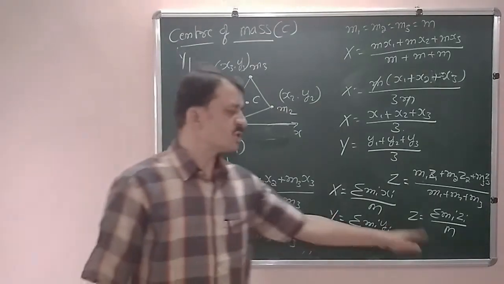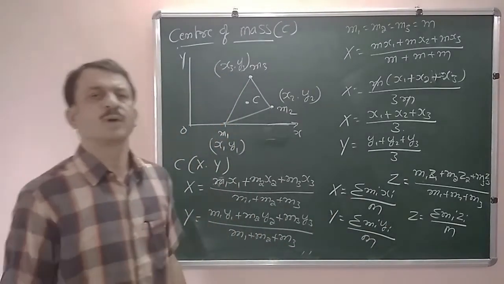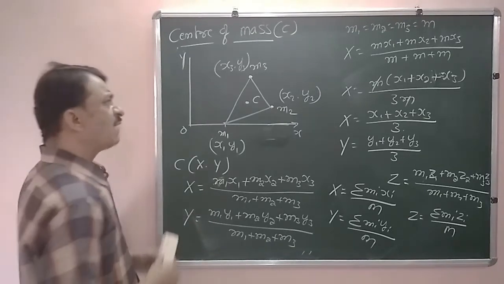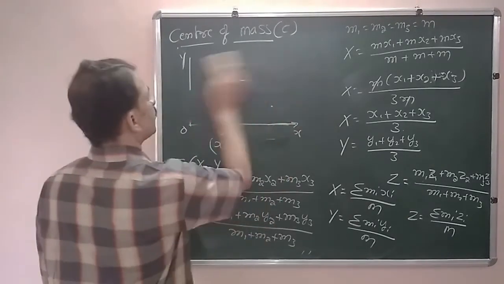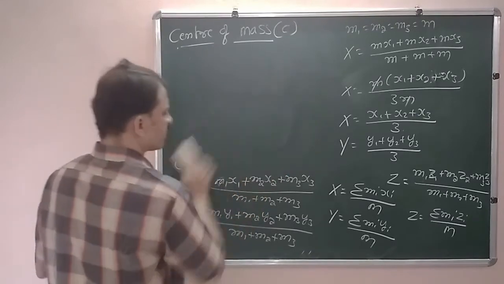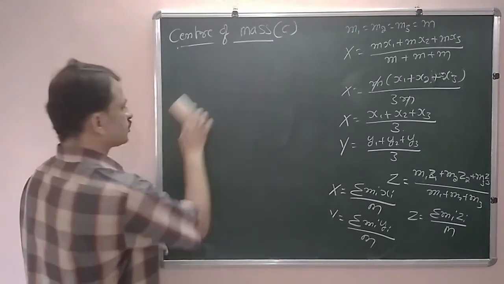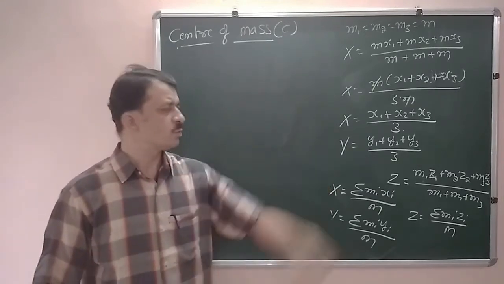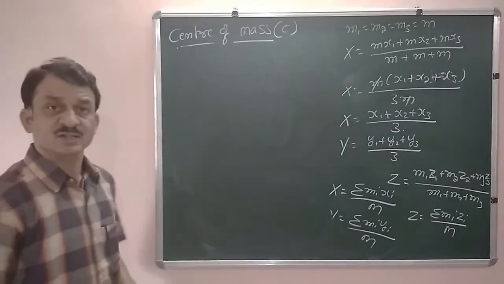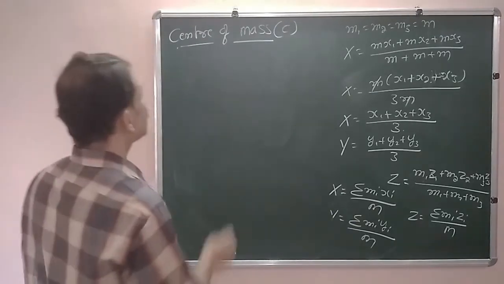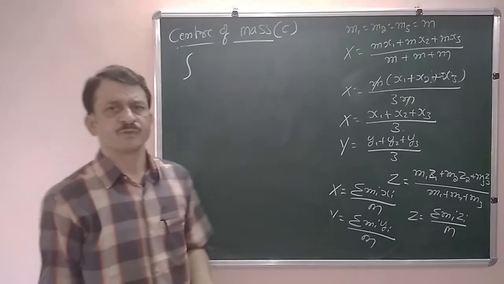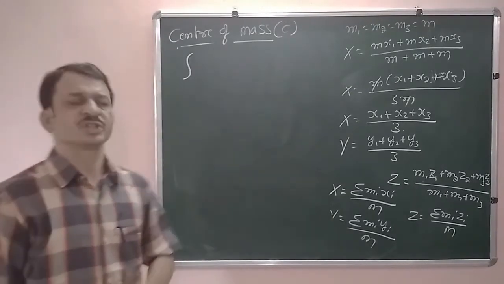Now this summation is used if the number of particles is countable. But if you have a system in which the number of particles is very large, it is highly impossible to count or make a sum of all those particles. In that condition, we are going to make use of the notation of integration.